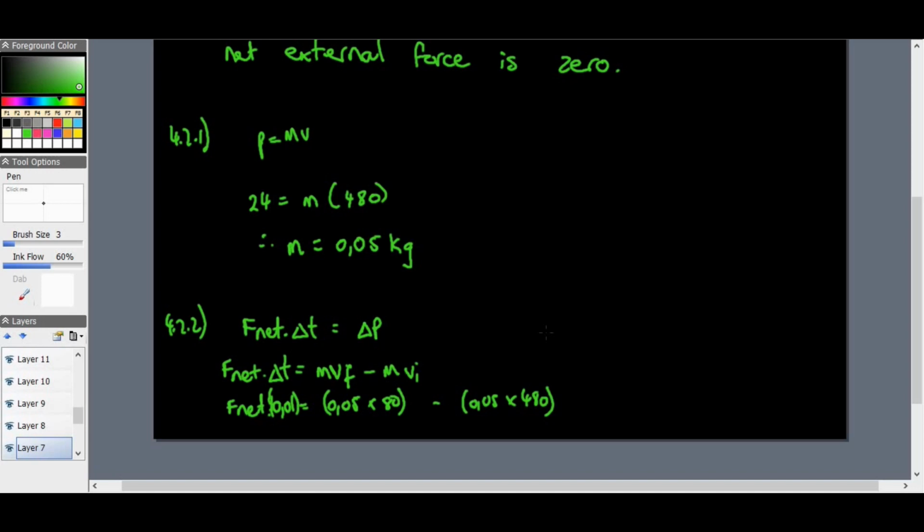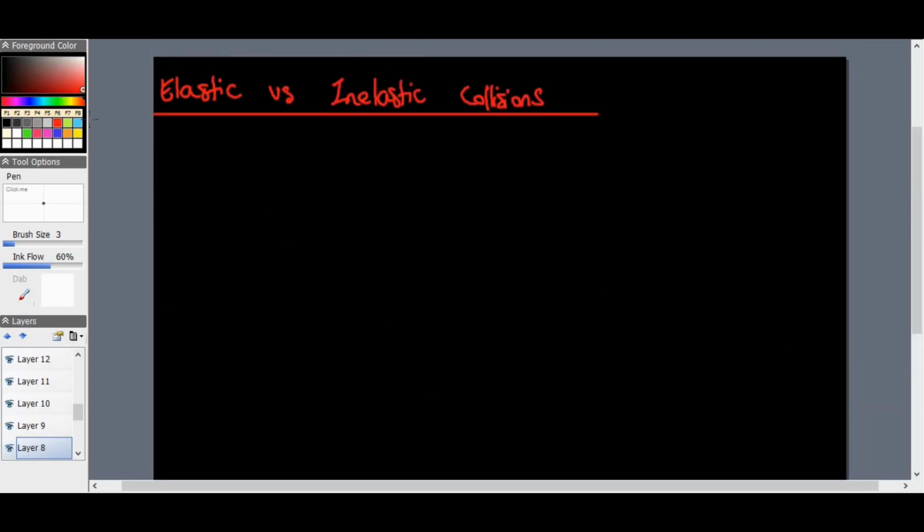0.05 multiplied by 80, that's 4, minus 24, which is minus 20, and let's divide that by 0.01, that's minus 2000. So F net is going to equal minus 2000 newtons, but that minus is just the direction, guys. So therefore we end off and say F net is equal to 2000 newtons, and we add a direction and say west. Now there's a little section at the end of momentum called elastic and inelastic.